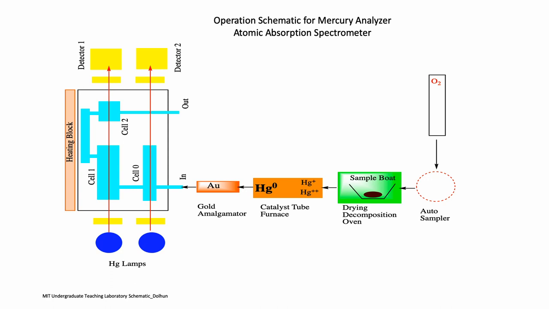Then this gold amalgamator is flash heated up to 900 degrees. And bam, you release the mercury vapor, right? And the vapor goes into the atomic absorption part of the instrument that has our tri-cells, our 3 cells. So we've got 2 mercury lamps shining light on the samples at about 254 nanometers. The light goes in, shines on the sample, and then we record the height of the peak and the absorbance that's going on. And we figure out our concentrations of the mercury in our samples.